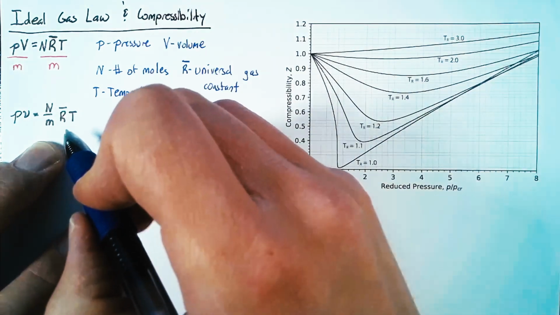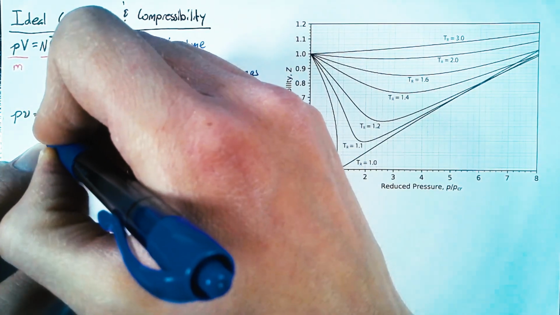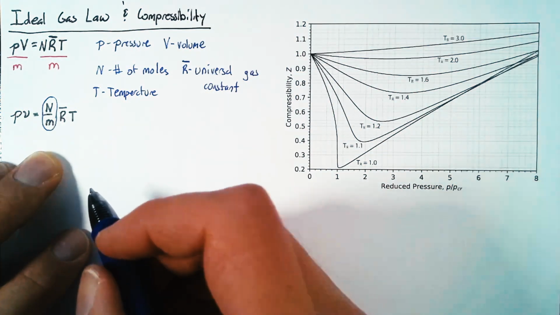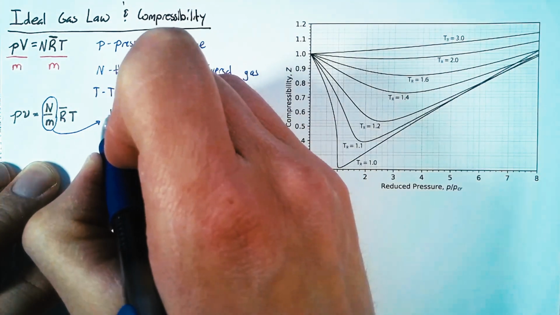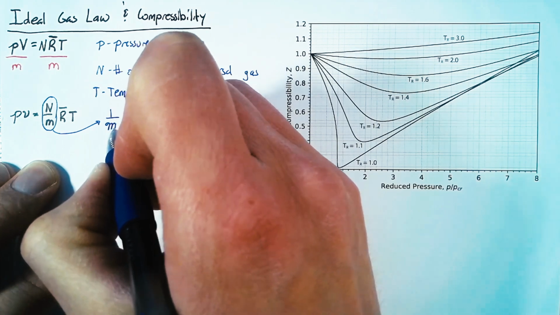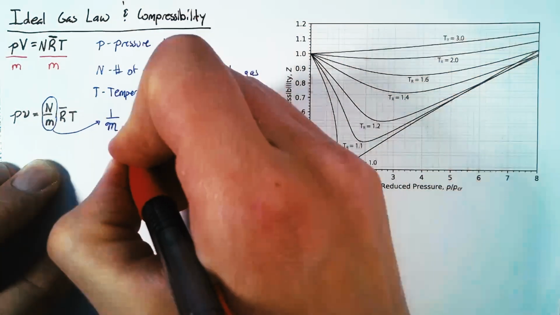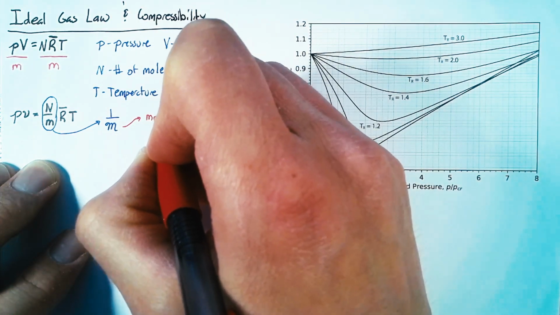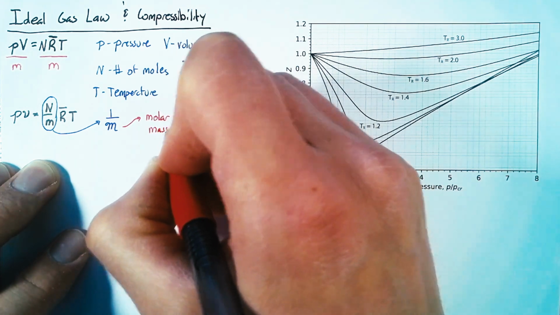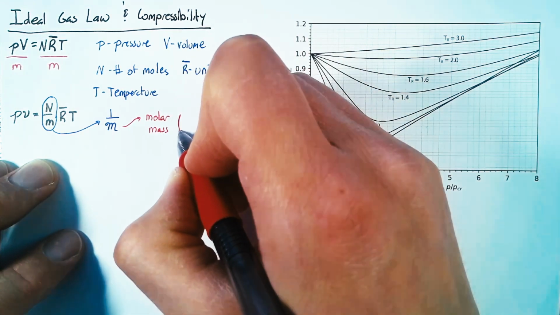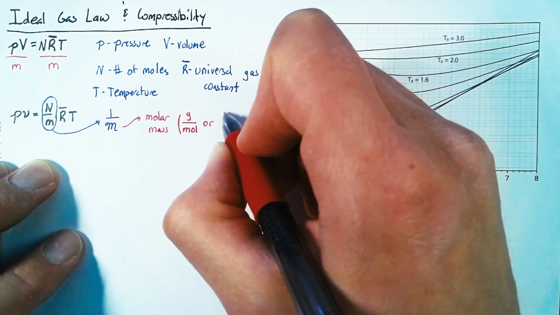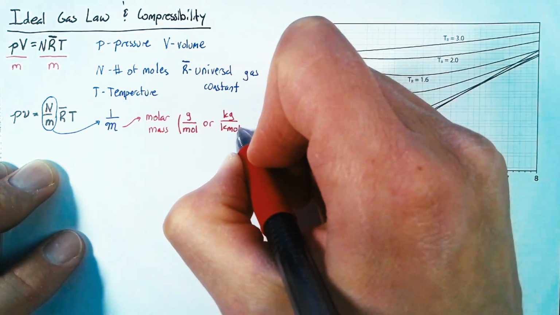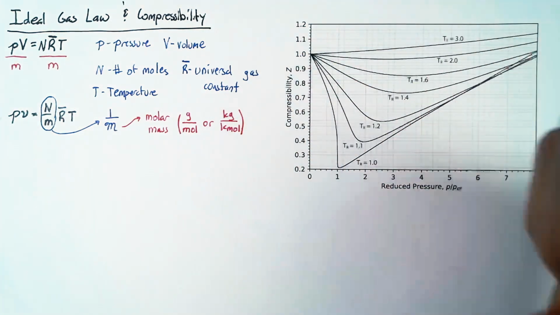So the next simplification we're going to make is to take this n, the number of moles, divided by the mass, and recognize that that is 1 over the molar mass. The molar mass, if you remember, is the mass that a certain number of atoms accompanies. So this is usually measured in grams per mole, or, as we prefer, kilograms per kilomole.